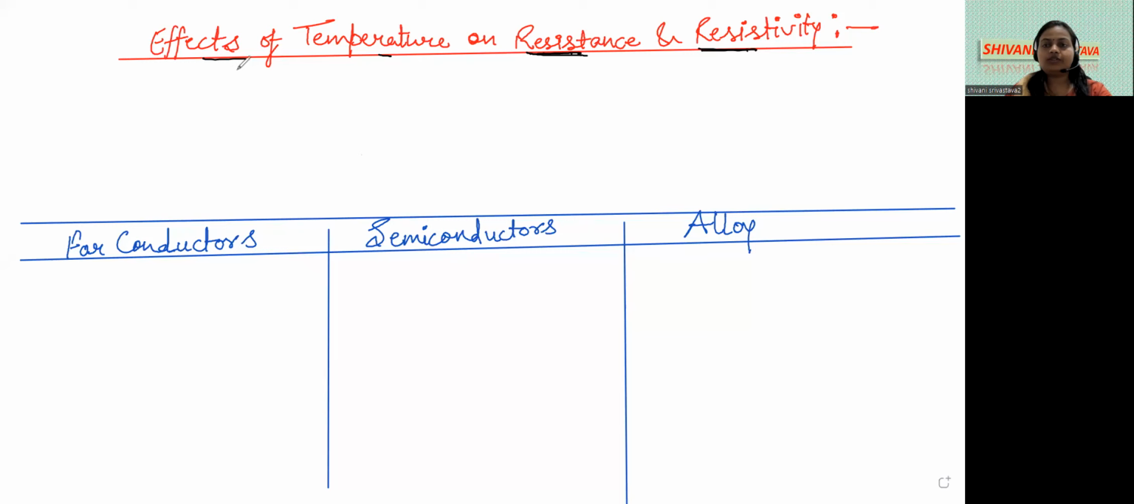So, what are we going to discuss today? We are going to discuss the effects of temperature on resistance and resistivity.